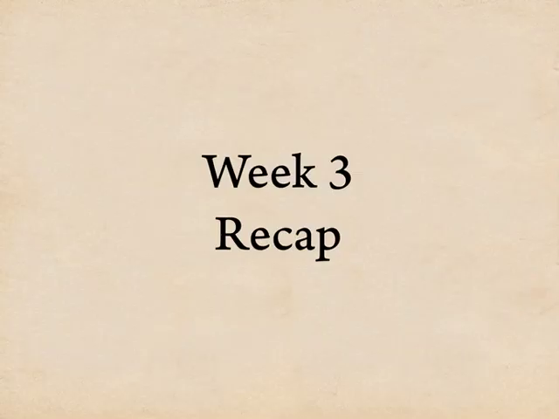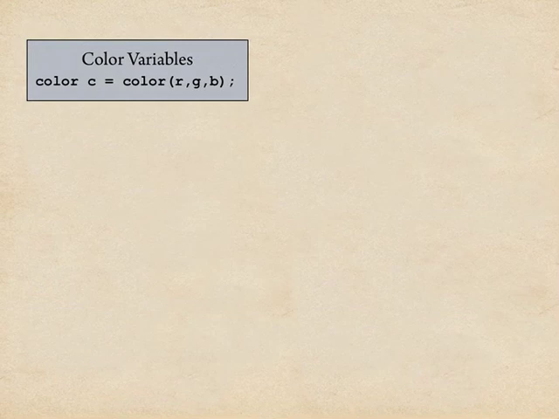As always, I will give you the one screen cheat sheet of all the new stuff that we've seen this week. First of all, we have color variables. We declare them to be of type color, and then we assign to them using the constructor color, followed by red, green, blue, or if you're in HSB land, those would be HSB values.